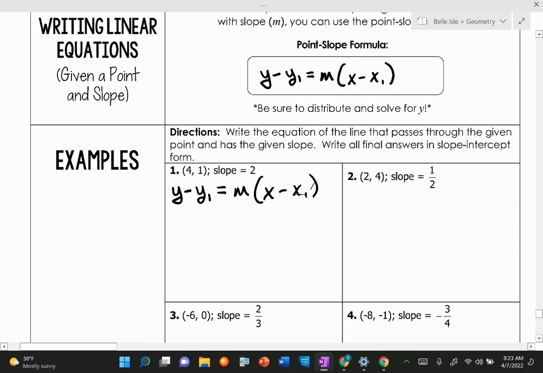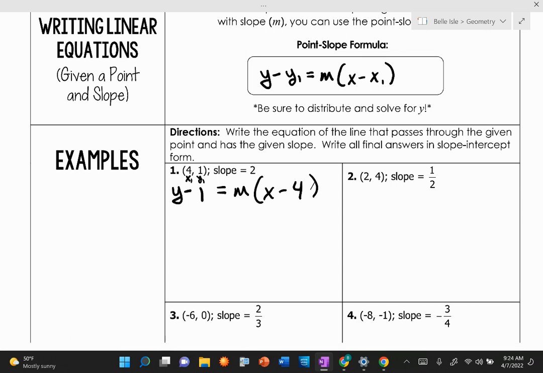Okay, so what is our y1? What do we think? I haven't told you, so I'm just seeing if we can figure it out. 4. No, wait, 1. The 1, right? So on your points, the first number is always x, second number is always y. Okay, so we'll make that x1 and y1. So your y1 is going to be a 1. Your x1 is going to be a what? A 4.